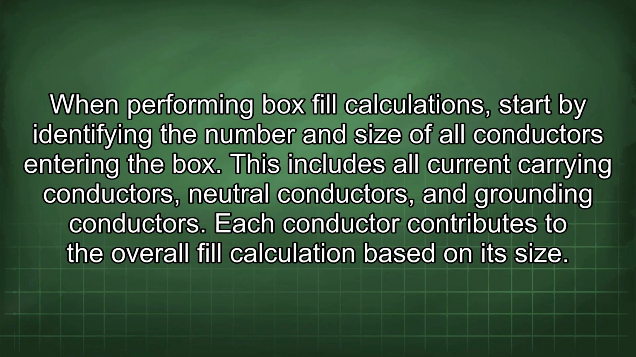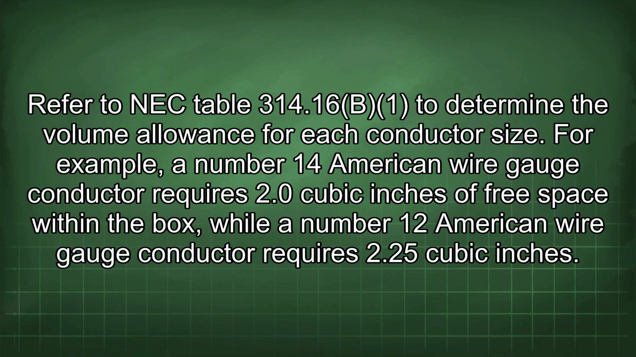When performing box fill calculations, start by identifying the number and size of all conductors entering the box. This includes all current carrying conductors, neutral conductors, and grounding conductors. Each conductor contributes to the overall fill calculation based on its size. Refer to NEC Table 314.16 to determine the volume allowance for each conductor size. For example, a number 14 American wire gauge conductor requires 2.0 cubic inches of free space within the box, while a number 12 American wire gauge conductor requires 2.25 cubic inches.